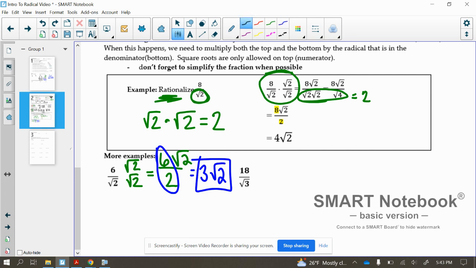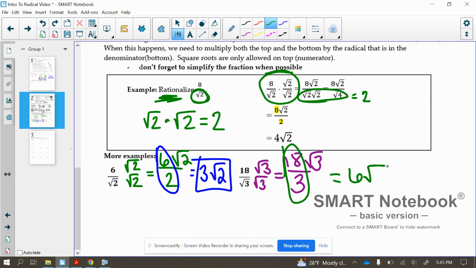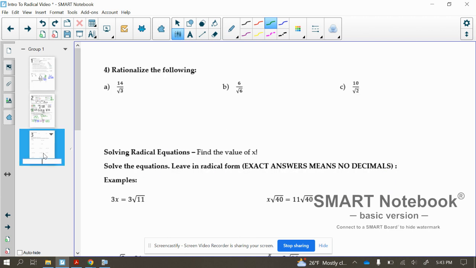Next one, we end up with multiplying top and bottom this time by square root 3, since that was the value on the bottom. And then we end up with 18 times square root 3. Again, we ask ourselves, are 18 and 3 divisible? 18 divided by 3 is 6 square root 3. Sometimes you're going to see that the number on top here is not divisible by the number on the bottom, and that's okay. You would just leave that as your final answer then if that does not happen.